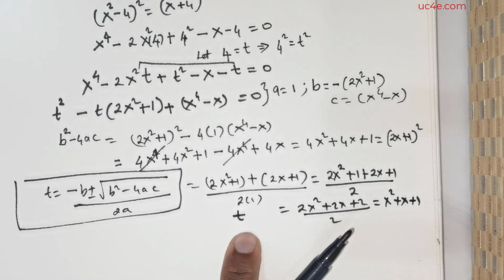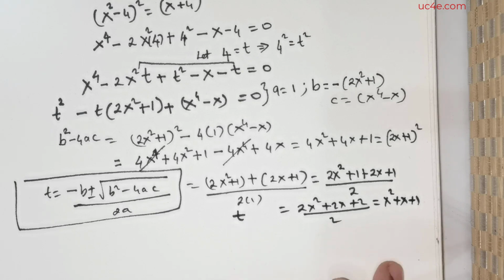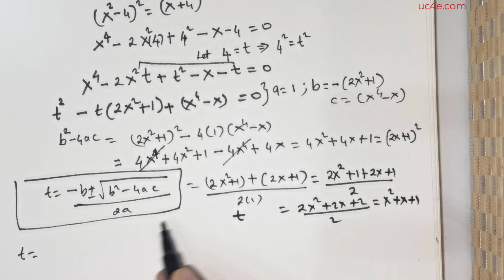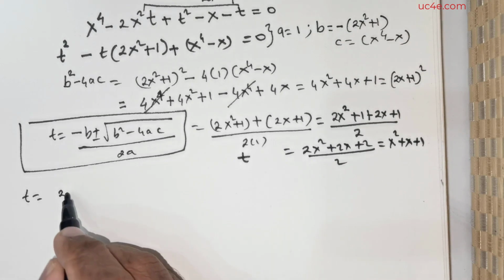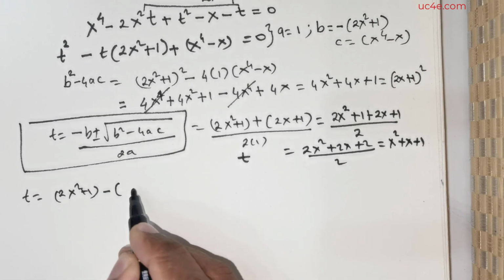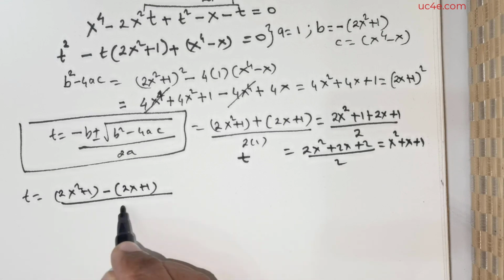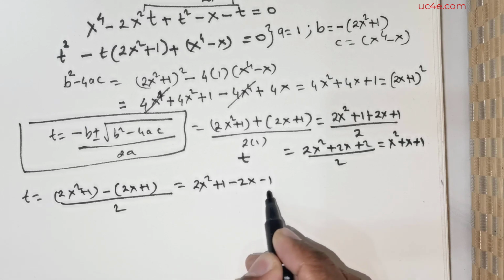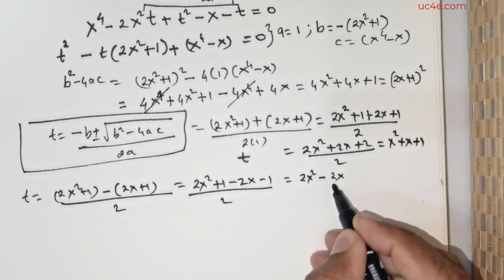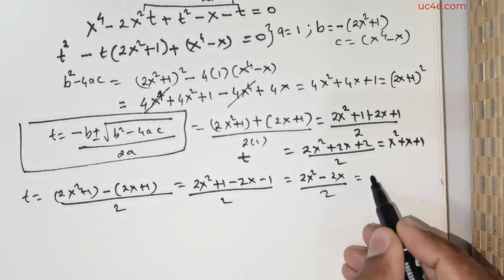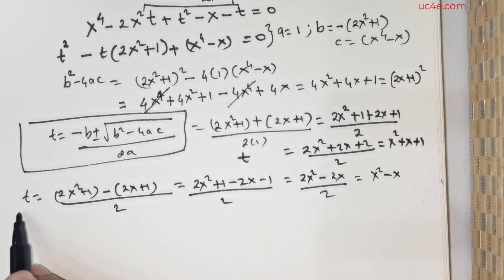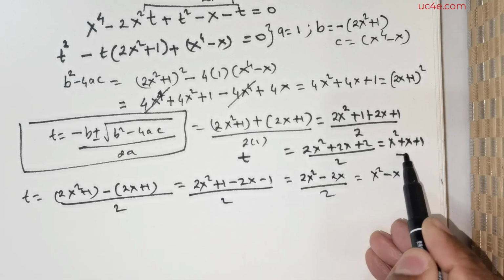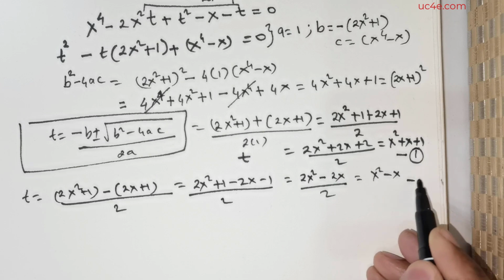On the left hand side I have got t. So let me also get the other value for the negative side. So t is equal to 2 times (x² + 1) − 2(x + 1), divided by 2, which is equal to 2 times (x² + 1) − 2x − 1... the −2x + 1 − 1 gets cancelled, divided by 2, giving me x² − x. So you got two values here for t. This is value 1, this is value 2.